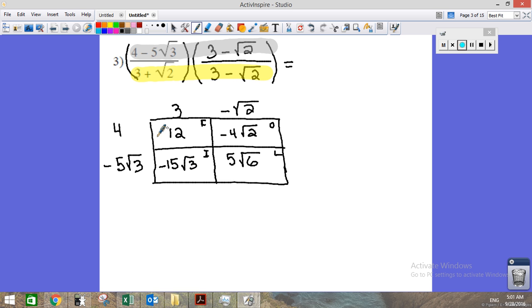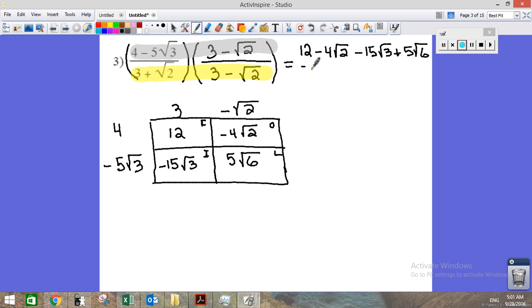If this was a 12 and say if this were a 6, I would just add 12 and 6 and get 18, but it's got that radical 6 there, so these are unlike terms. So the only thing we can do is just list them out. 12 minus 4 radical 2 minus 15 radical 3 plus 5 radical 6.